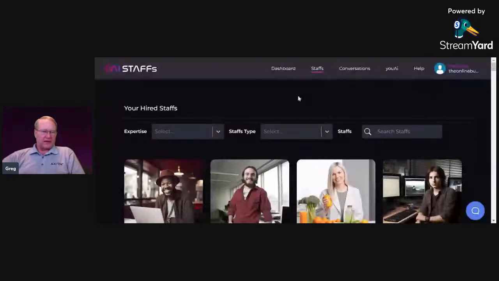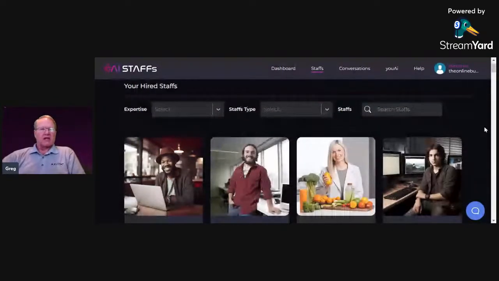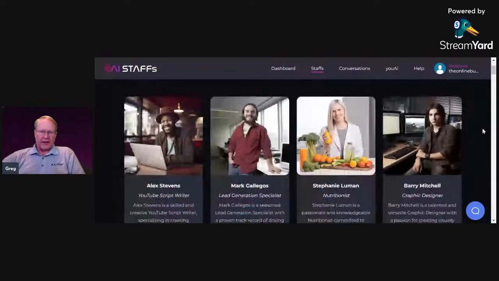What we have here are my hired staffs. And what that means is these are AI staff members, or virtual staff members, that I have selected to work with on a regular basis. The front end product of AI Staffs comes with, I believe, 33 staff members. I think they've thrown in a bonus of some additional, but you can check that out as you go through and if you decide to purchase.